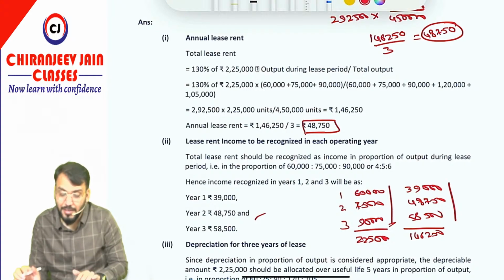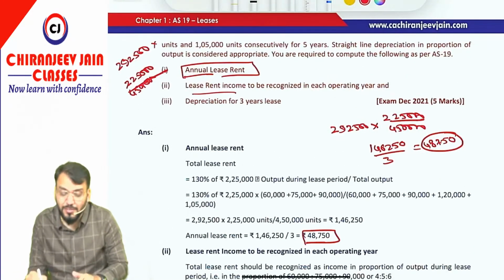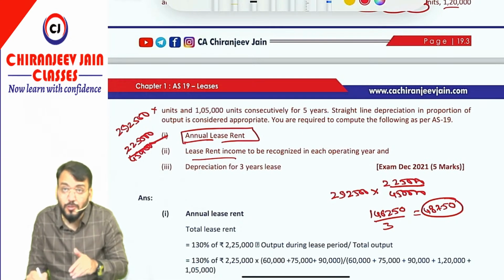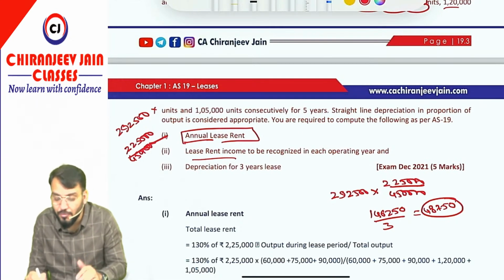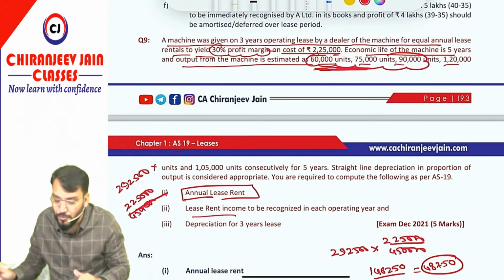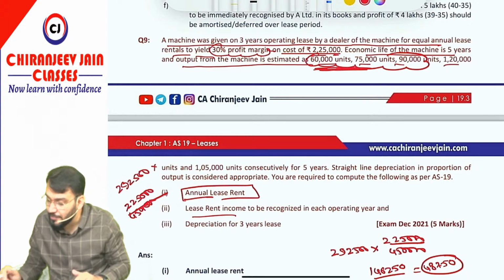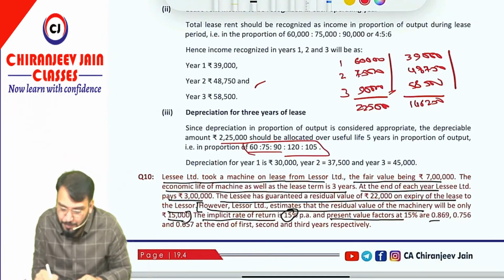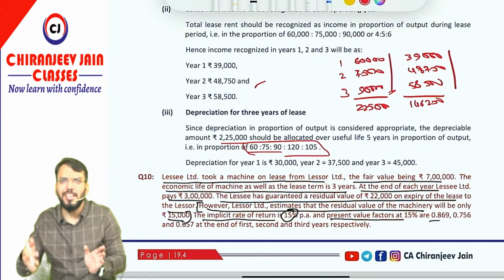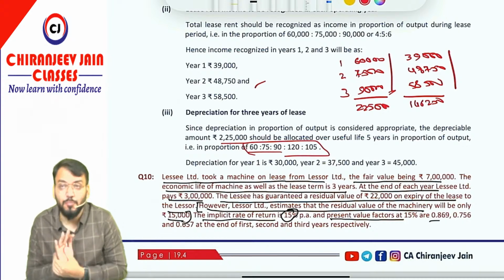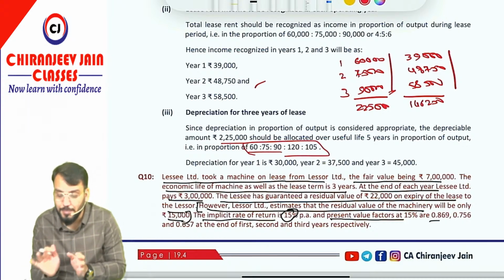Understood? Okay. Now they have asked depreciation for 3 years, because they have asked in the books of lessor. In the books of lessor, depreciation will be calculated in the ratio of output. The cost price is 2,25,000, so 2,25,000 will be allocated in that ratio. That will be the depreciation of each year, first year, second year, third year. You can calculate the depreciation also. Understood? This can be one possible question in exam.